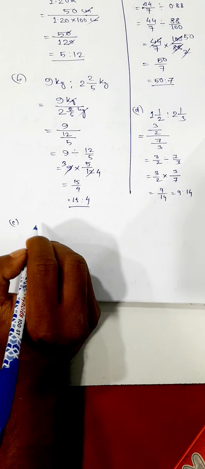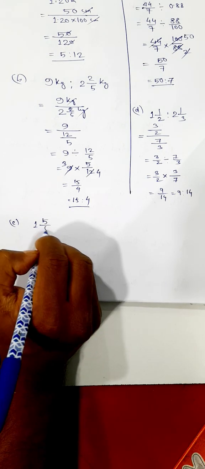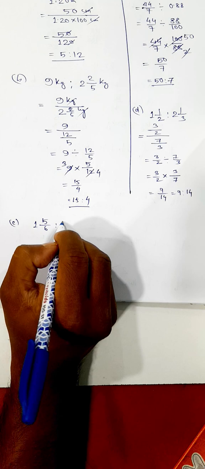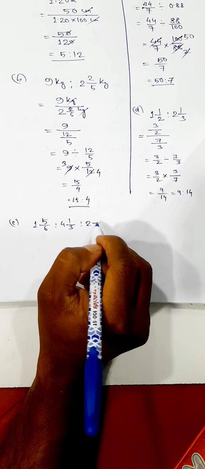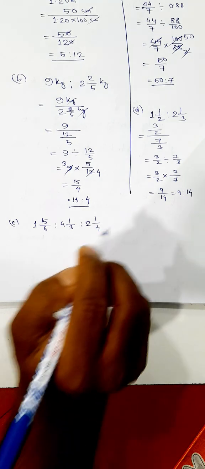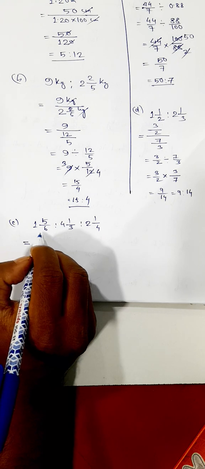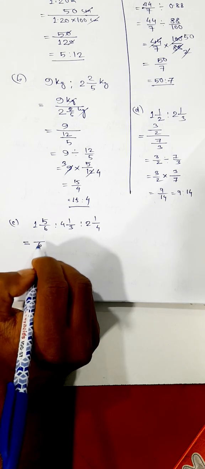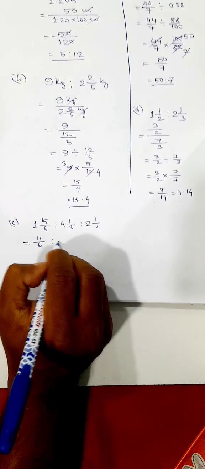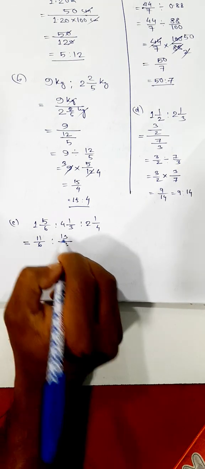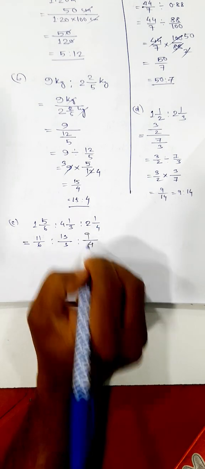Let's suppose you are given the ratio of three quantities, 1 and 5 by 6 is to 4 and 1 by 3 is to 2 and 1 by 4. Now let's convert into simplest form. This you convert into improper fraction. 6 1s are 6 plus 5, 11, is to 3 4s are 12 plus 1, 13, is to 4 2s are 8 plus 1, 9.